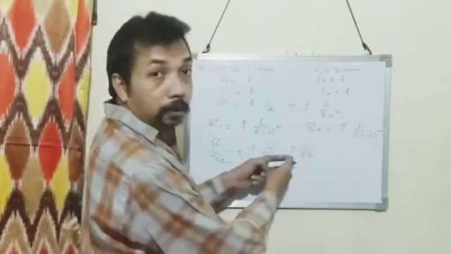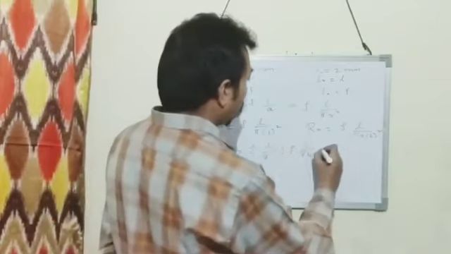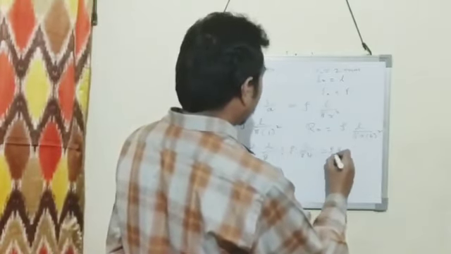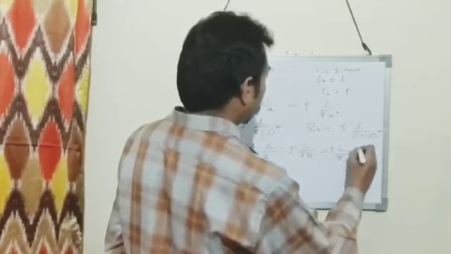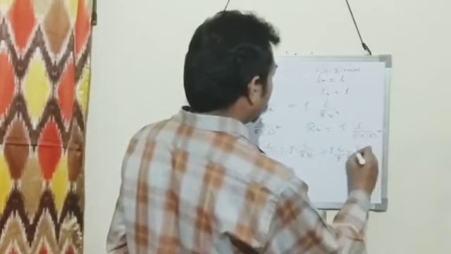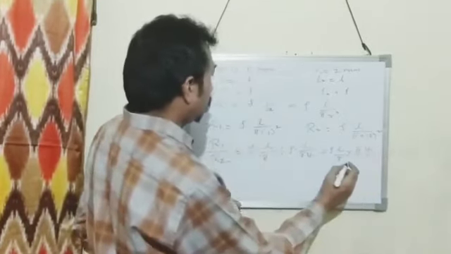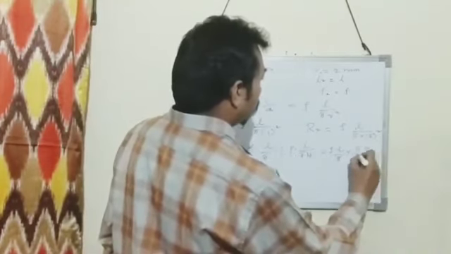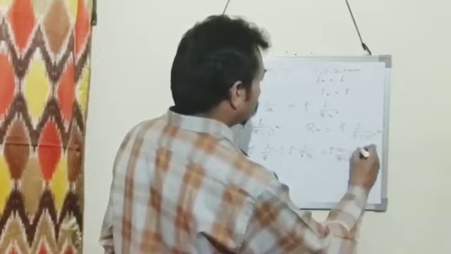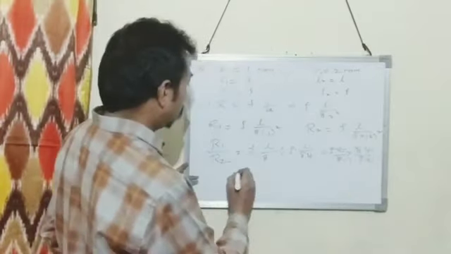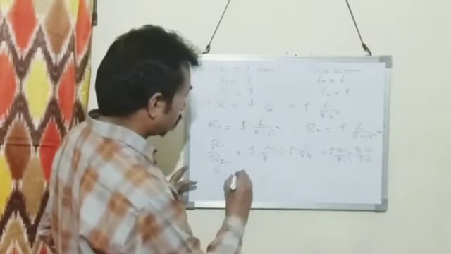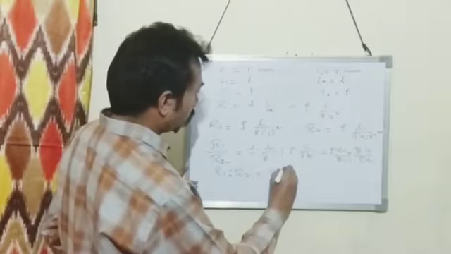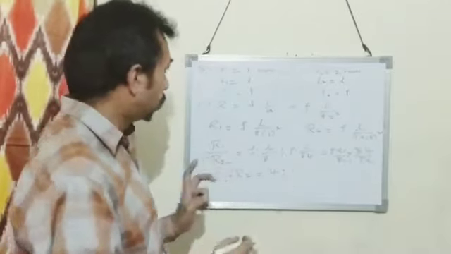Then instead of dividing, we multiply with the reciprocal. Specific resistance into L by pi into 4 upon rho into L. This and this are cancelled. So 4 by 1. So R1 ratio R2 is equal to 4 ratio 1. This is the answer of the first part.